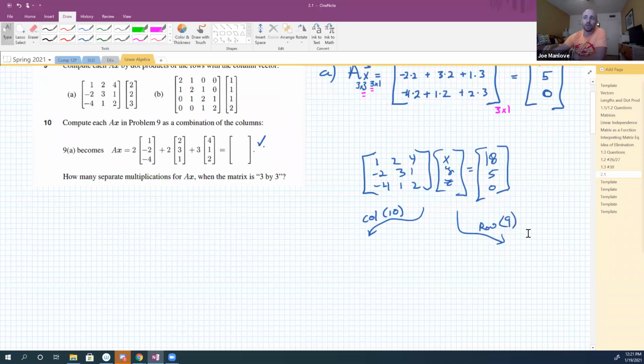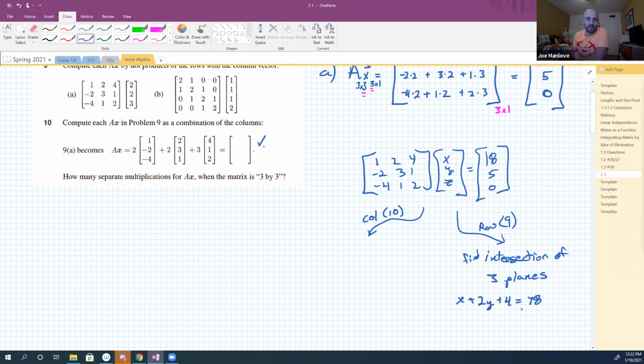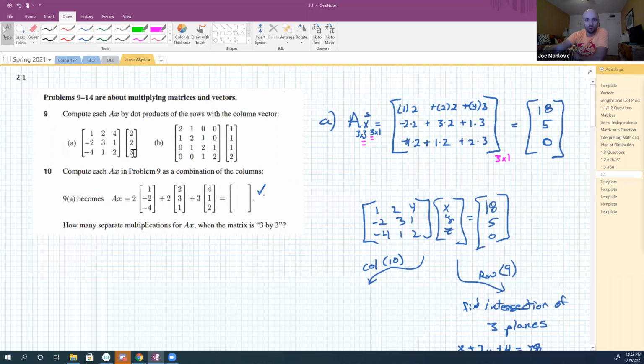If I look at it using the row picture, then this becomes a problem about finding the intersection of 3 planes. You guys see the planes? If you do this multiplication, you get x plus 2y plus 4z equals 18. That's a plane. Out of the second equation, you'll get something similar. That'll also be a plane. And then you'll find the point of intersection in 3 space between those. In my case, I know what it is because I put that number in there. So it's 2, 2, 3. That's x is 2, y is 2, z is 3. That's the point where all 3 planes intersect. You guys with me on that?